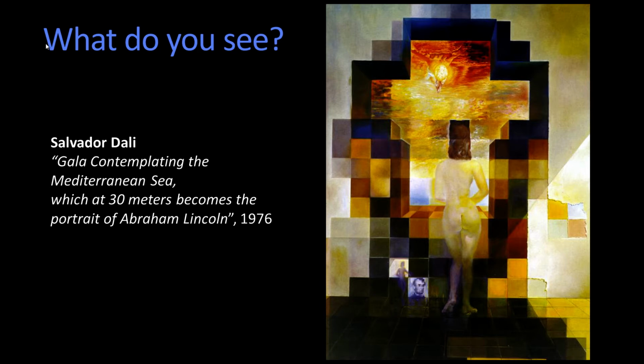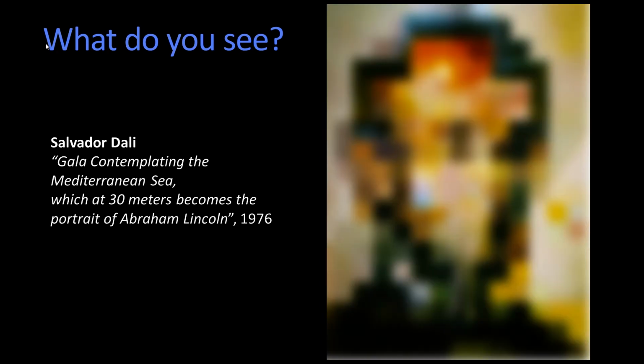This is that famous Dali picture, which when you allow the high-frequency imagery in there, you see a picture of a woman admiring the Mediterranean or something like that. But when you blur it, that is when you remove the high frequency, you just have the low frequency, it becomes a picture of Lincoln.